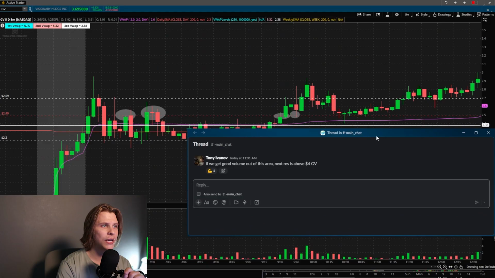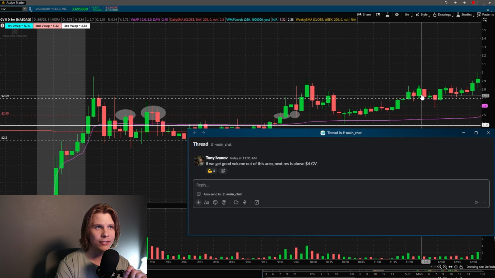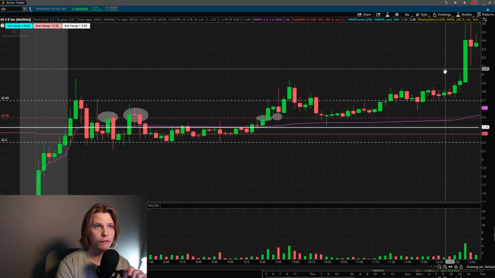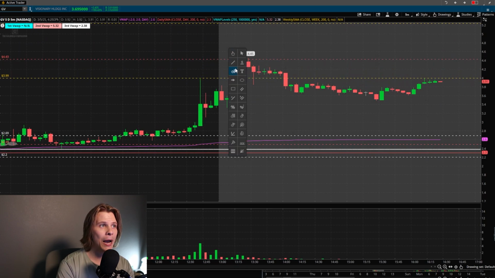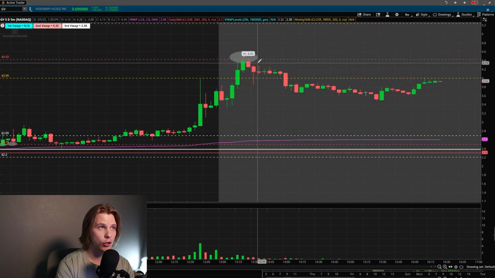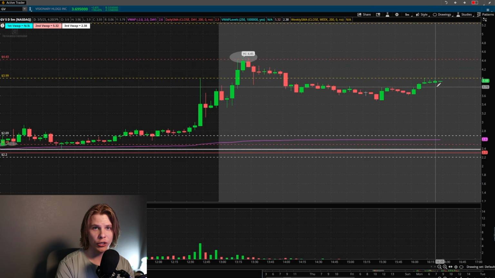And look at what I said in my chat right before this squeeze. This was at 11:31 a.m.: if we get good volume out of this area, next resistance is above $4. And that was at 11:31, as it was still consolidating in this 270 zone. And sure enough, where are we at now? It squeezed above $4, tapped exactly into that daily chart resistance, took a partial there, and now we're just chilling.